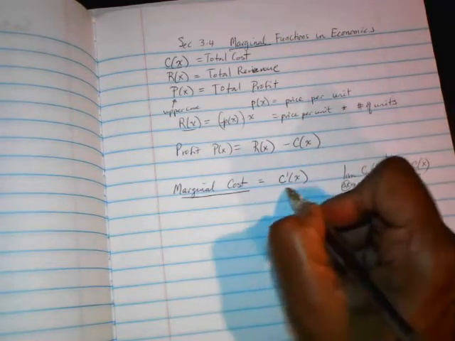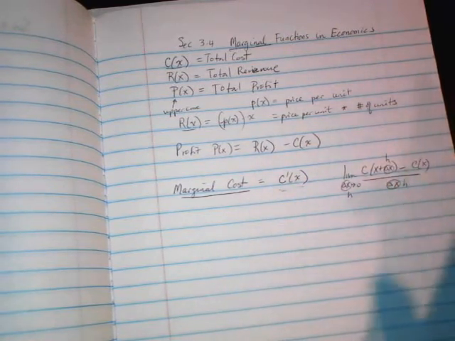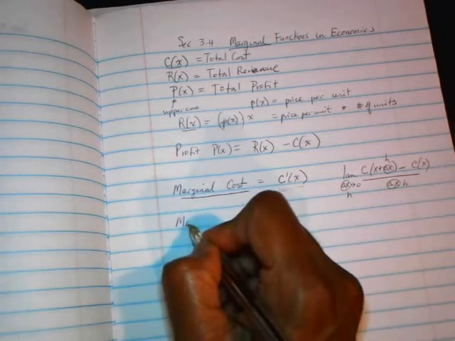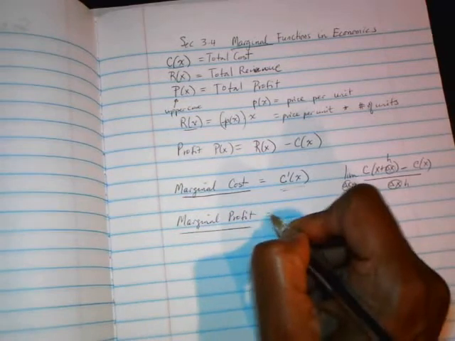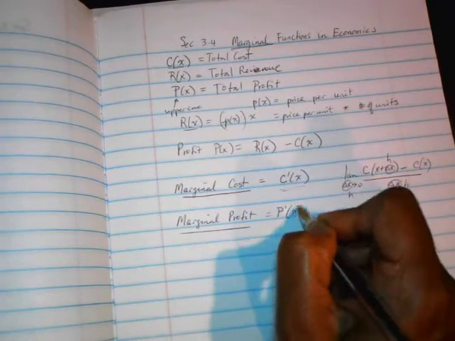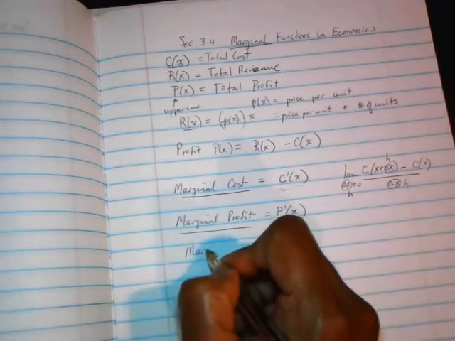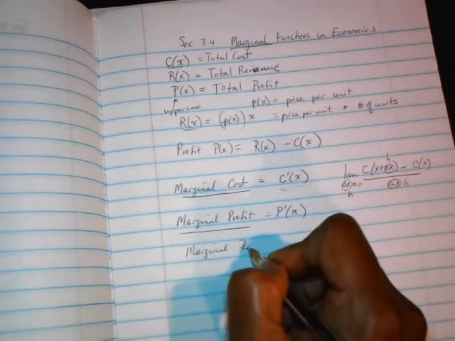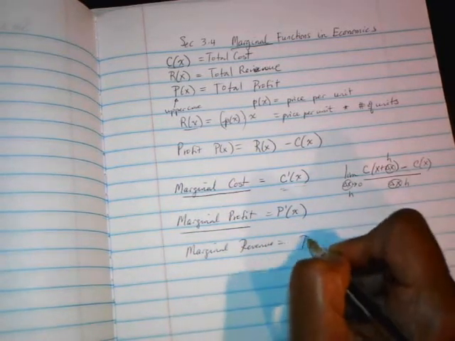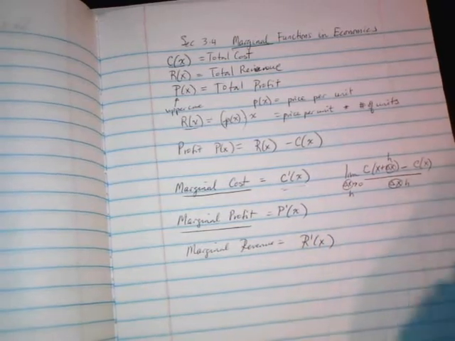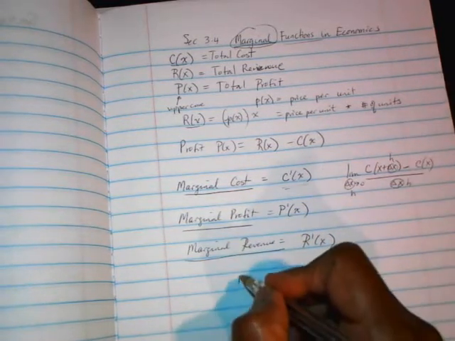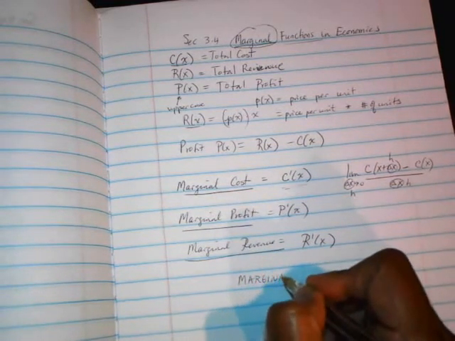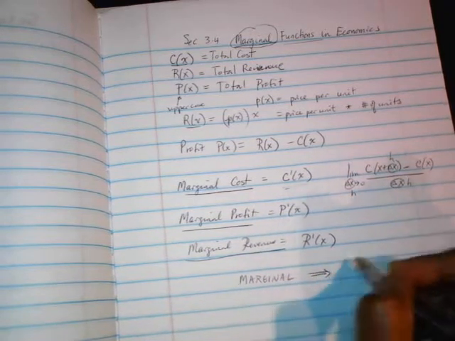So essentially we can do the derivative and find marginal cost. And similarly, if you are asked to calculate marginal profit, it's P, uppercase P prime at x. And finally, if you need to find marginal revenue, that would be R prime at x. Okay, so the title of the section was marginal functions, and these are the marginal functions. Basically, when you see the word marginal, it means take the derivative.